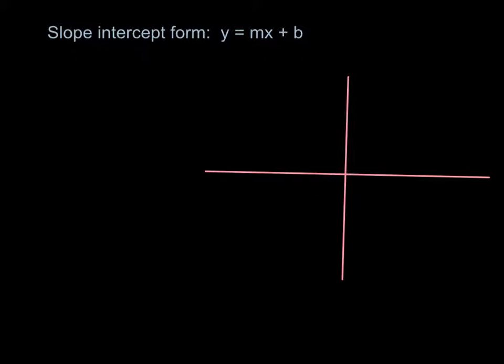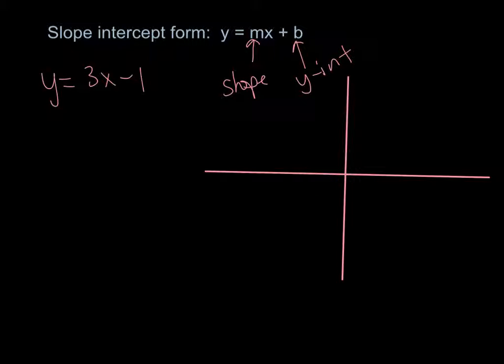Then we have lines that aren't vertical or horizontal. So slope-intercept form is the equation y equals mx plus b. And the m is the slope, and the b is where it crosses the y-axis, or the y-intercept. So if I give you an equation y equals 3x minus 1, the 3 is our slope, and the y-intercept is b, which is negative 1.